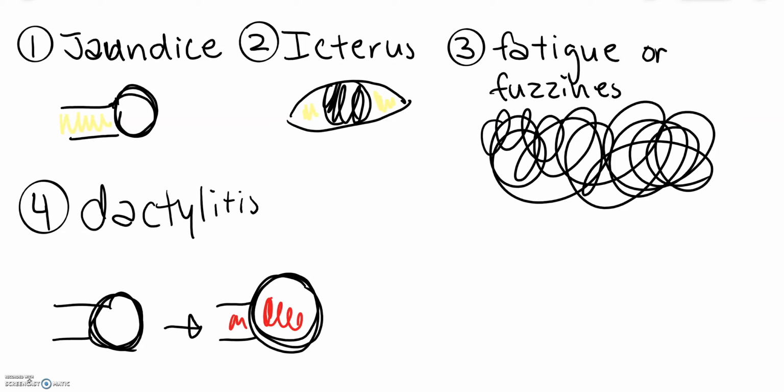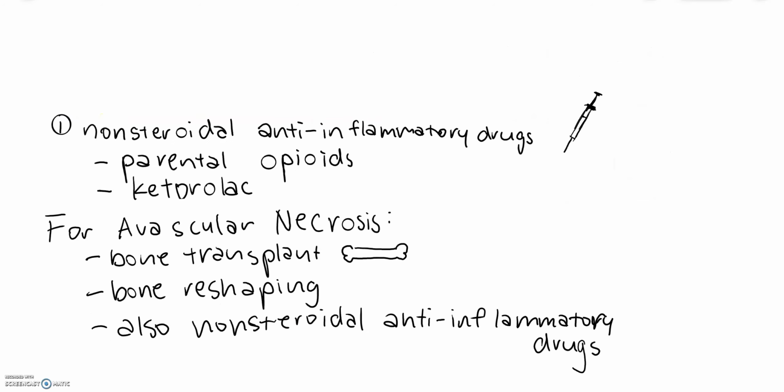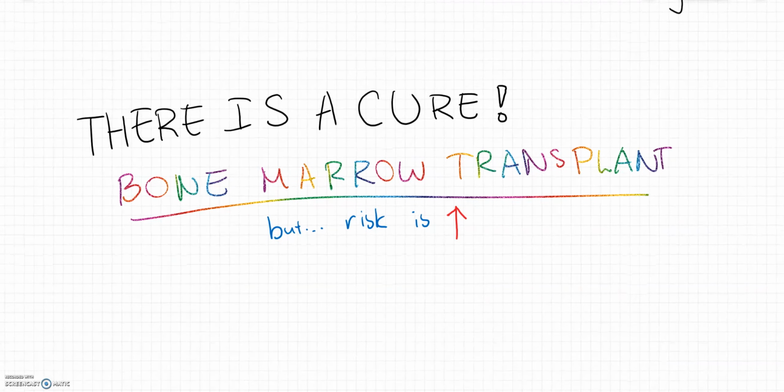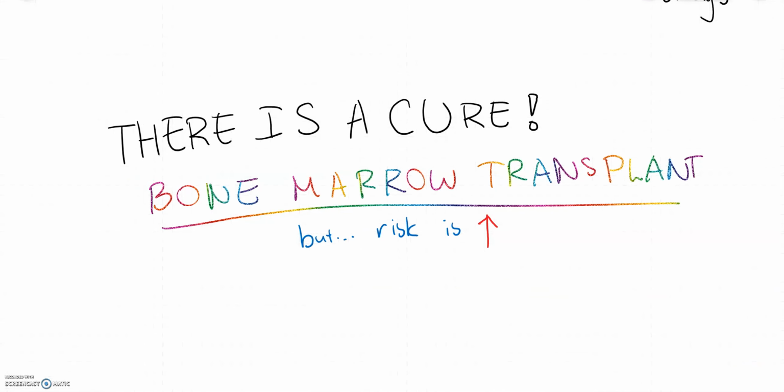Sadly, sickle cell disease is a lifelong genetic mutation, but treatments are available. Treatments for sickle cell disease include non-steroidal anti-inflammatory drugs, parenteral opioids, or ketorolac. In addition, for avascular necrosis, or when bone blood supply is disturbed and bone tissue can die, there are treatments such as bone transplant, bone reshaping, and also non-steroidal anti-inflammatory drugs. As of now, there is a cure, and that's bone marrow transplant. However, the risk is very, very high, so very few people actually take the surgery.